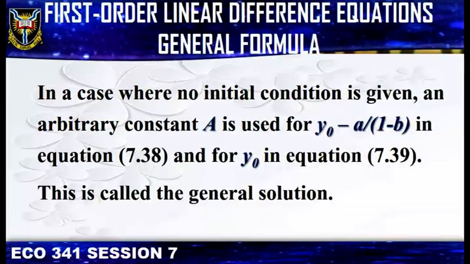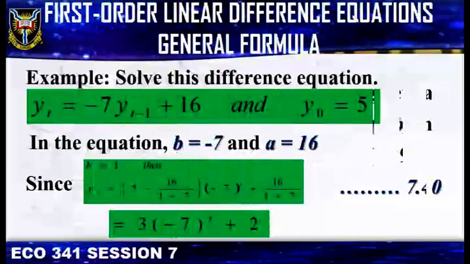In a case where no initial condition is given, an arbitrary constant A is used for y0 minus a over 1 minus b in equation 7.38 and for y0 in equation 7.39. This is called the general solution.